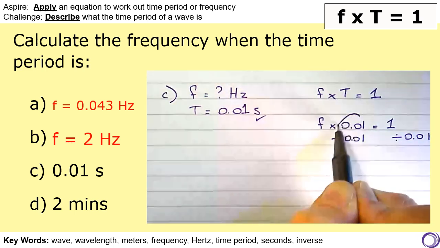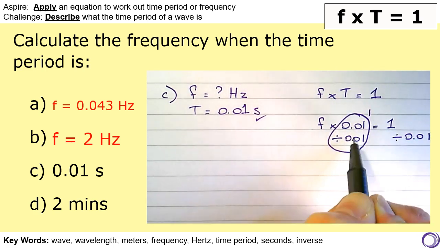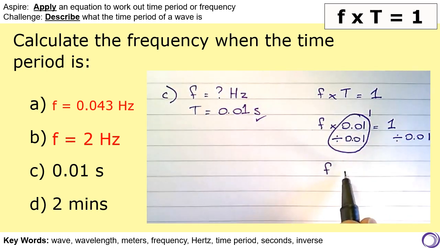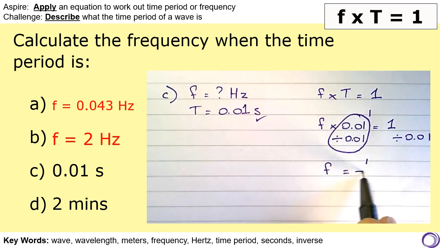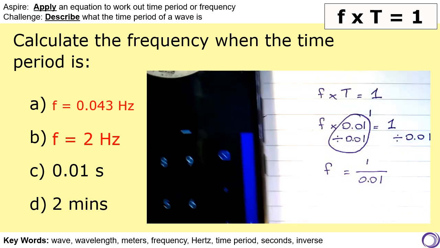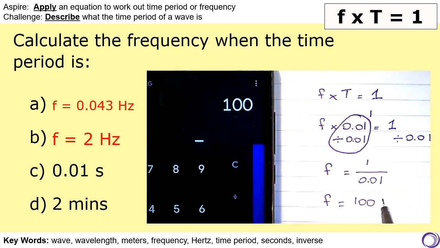So now multiplying by 0.01 and then dividing by 0.01 is the same as just multiplying by 1 because they cancel each other out. So I just have frequency left on the left-hand side equals 1 divided by 0.01. So I get my calculator now, and I can do 1 divided by 0.01 equals 100. So my answer to question C is that the frequency is 100 and the unit is hertz.